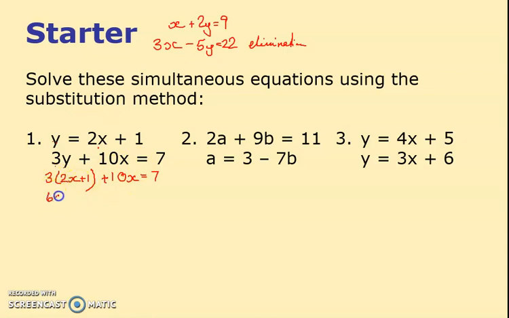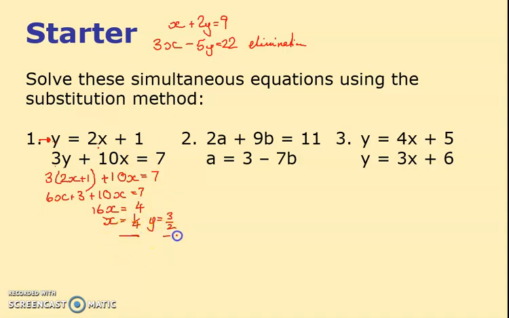Multiply out the brackets. I get 6x plus 3 plus 10x equals 7. That's 16x. I reckon it's 4. Move the x over. I reckon I'll get x equals a quarter, 4 divided by 16 essentially. And to get the y, you can go into the equation you didn't use very much. This one says y equals 2x plus 1. That's 2 quarters or a half plus 1. I reckon that's 1.5. Probably better written as 3 over 2.